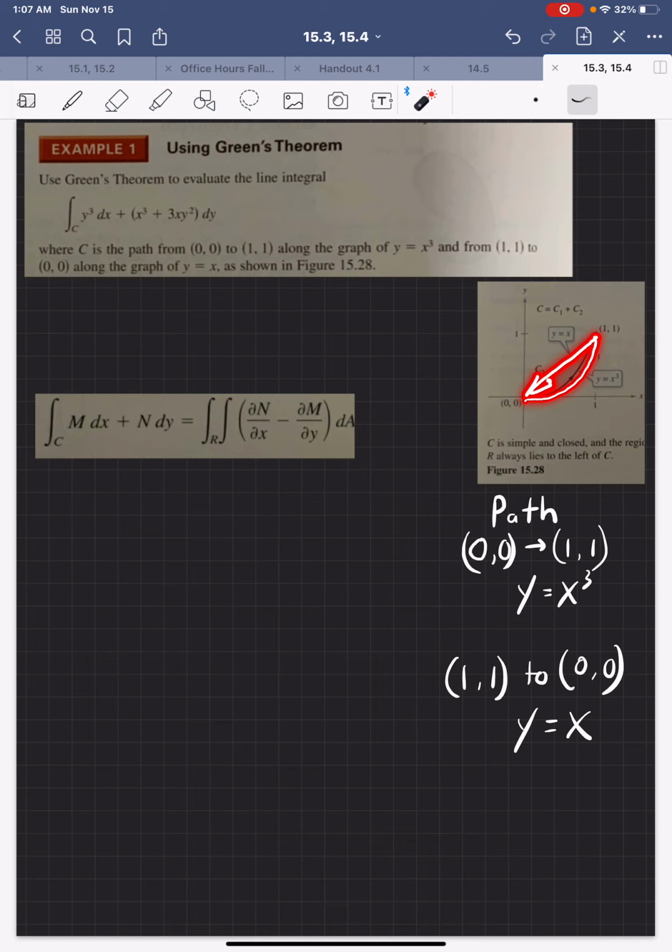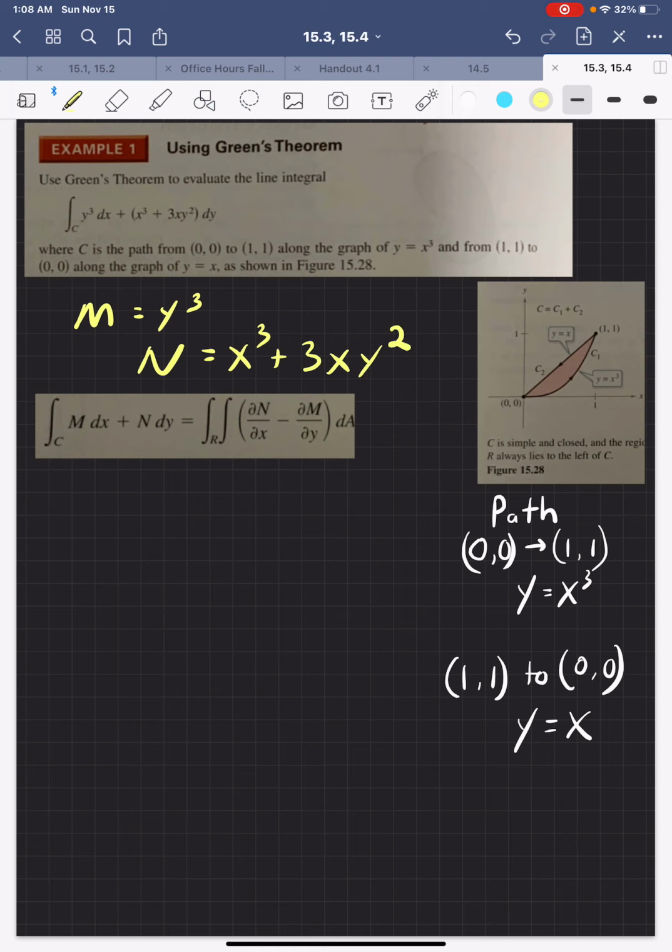You can see that it's simply connected. There are no split regions, no holes in the region R. So you can use Green's theorem to evaluate this line integral. All you would need is to label M, in this case y cubed, and N, in this case x cubed plus 3xy squared. And you just need to take these partials. Take the partial of N with respect to x, take the partial of M with respect to y. What do you get from that?